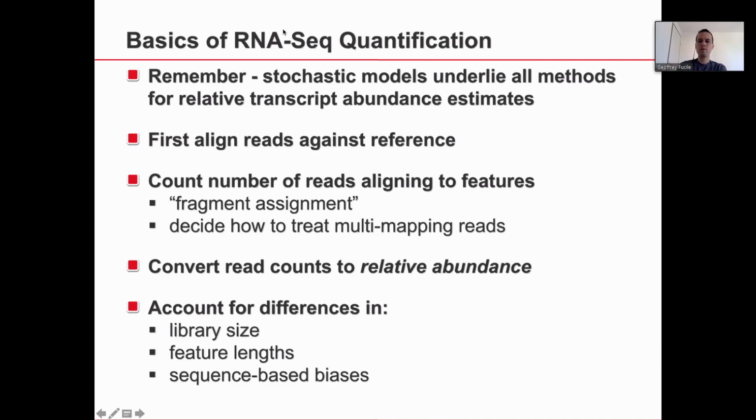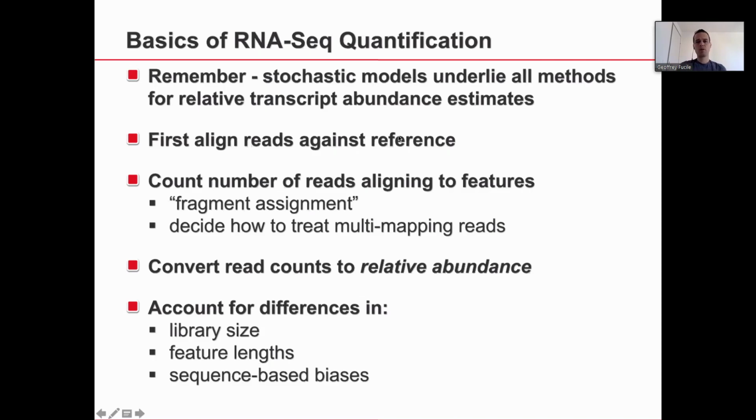It's important to remember that underlying this are stochastic models, right? So we're assuming that we're sampling stochastically from a population of RNA molecules. And so more abundant RNA molecules will be sampled more frequently than low abundant RNA molecules. And larger RNA molecules will be sampled more frequently than smaller RNA molecules.